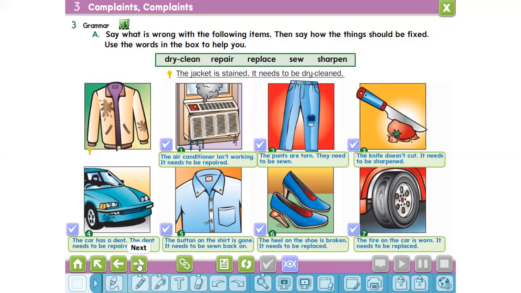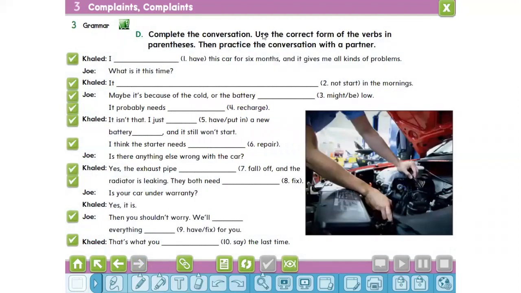Let's move to another task. In that task, you need to complete the conversation. Use the correct form of the verbs in parentheses, then practice the conversation with a partner. Let's talk about the first part. We have a verb between brackets, and we need to find the correct form or the correct tense: present, past, or future. This conversation is between Khalid and Joe. You need to read the whole conversation, try to answer yourself, then check the answers after me.